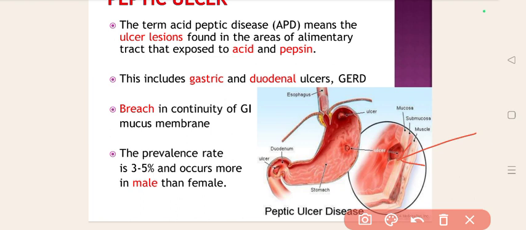Now, the prevalence rate is 3 to 5%, and it is more in males than in females. We know the reason why. Because of lifestyle, because of alcohol intake, because of spicy food. All these factors make them more prone to peptic ulcer.